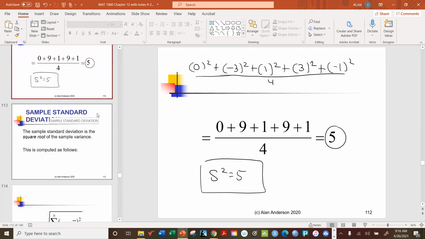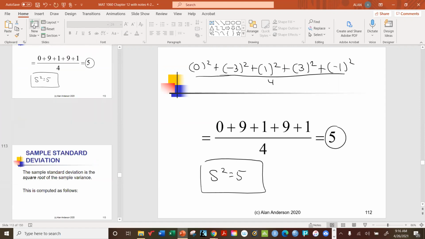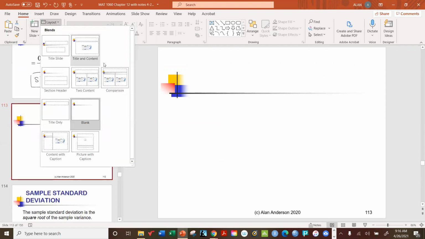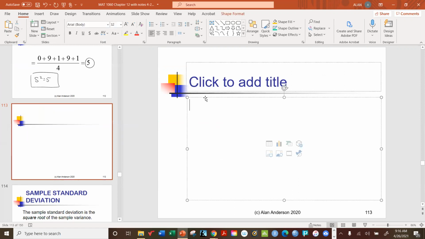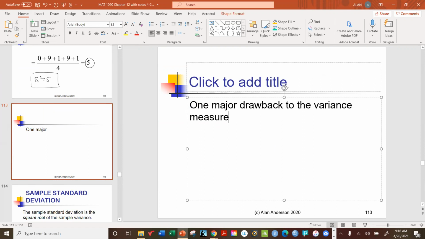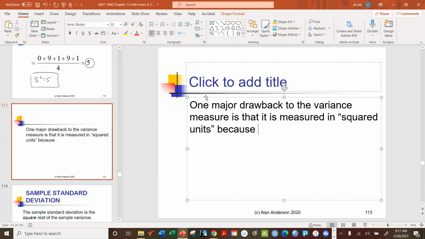Now, there's one major problem with this variance measure. What could that be? Well, I'll throw this in here. One major drawback to the variance measure is that it is measured in what we call squared units because of the way it is calculated.